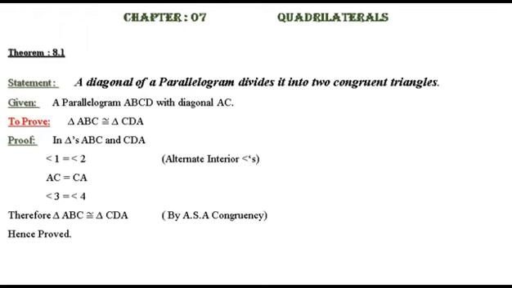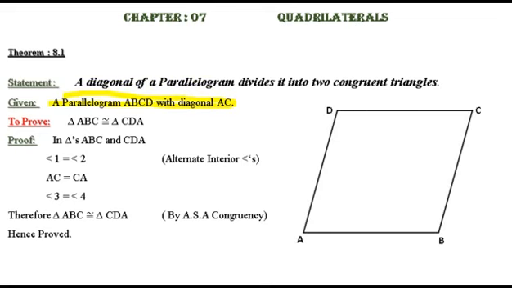So in given, I have mentioned here that we have been given a parallelogram ABCD with diagonal AC. Let's first see where this parallelogram is. So here I have a parallelogram ABCD, and since we have to divide it into two triangles using its diagonal, let's join the diagonal. So I have joined the diagonal AC. As soon as I join the diagonal AC, you will find that you will get two triangles, triangle 1 and triangle 2. And we have to prove that these two triangles are congruent to each other. So let's go on proving this.